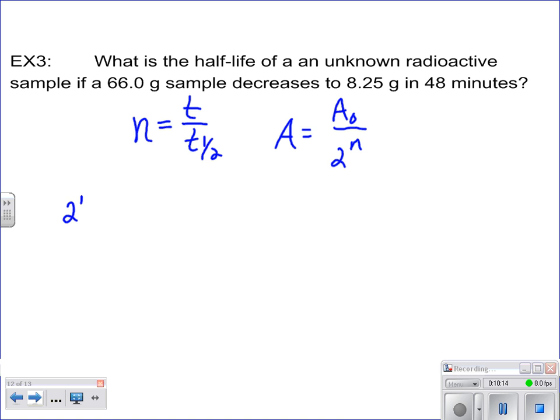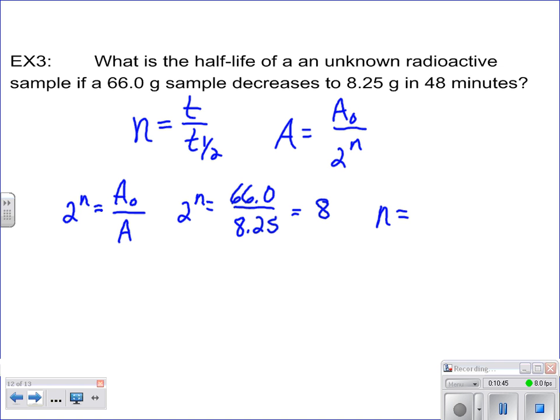So I'm going to say 2 to the n equals my original amount divided by my amount after a given amount of time. So 2 to the n equals, my original amount is going to be 66 divided by 8.25, which equals 8. So in this case, you can plug this in your calculator, or you can just figure that out on your own, and you see that n is going to equal 3. So n equals 3.